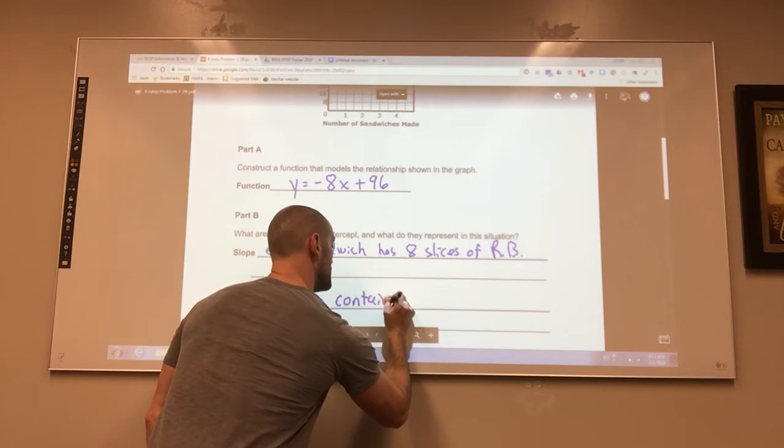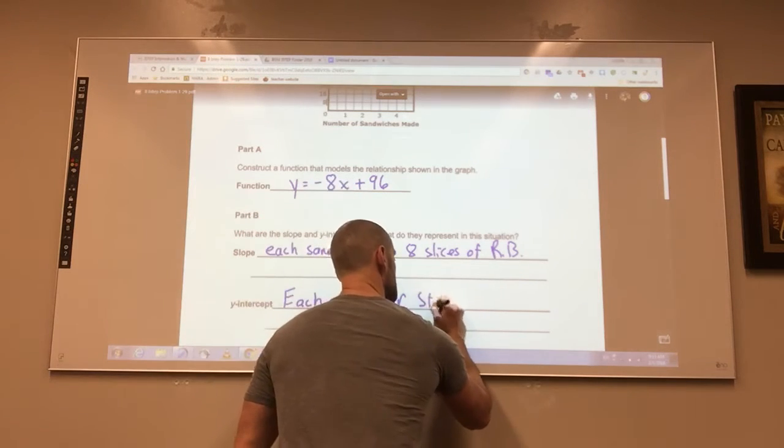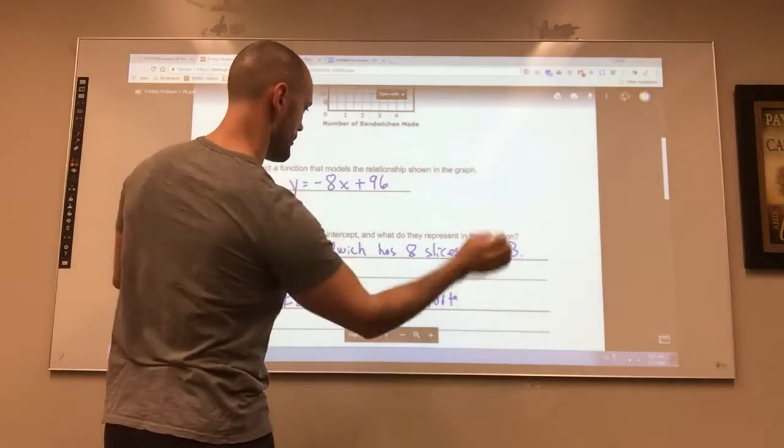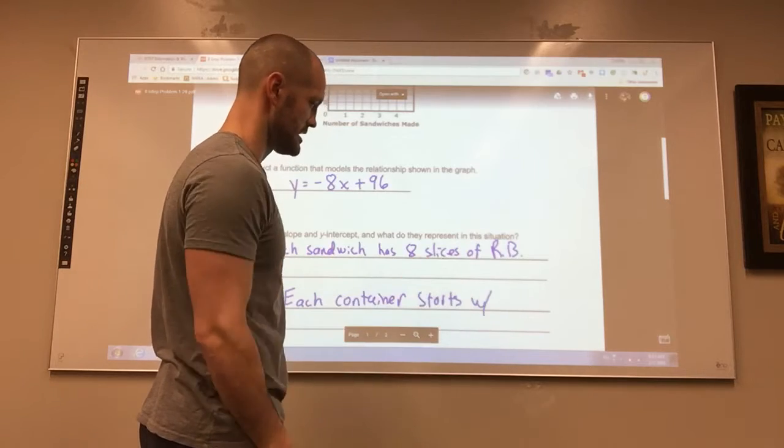container starts with... Didn't work this time. Okay.